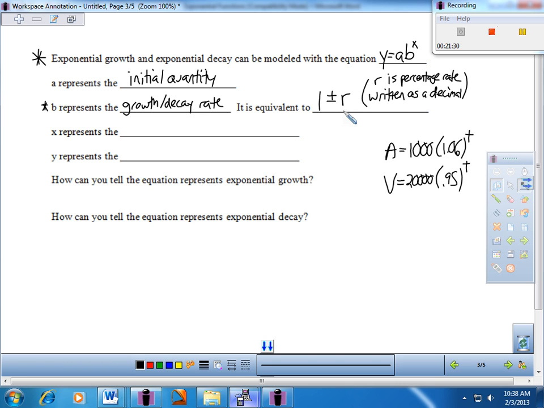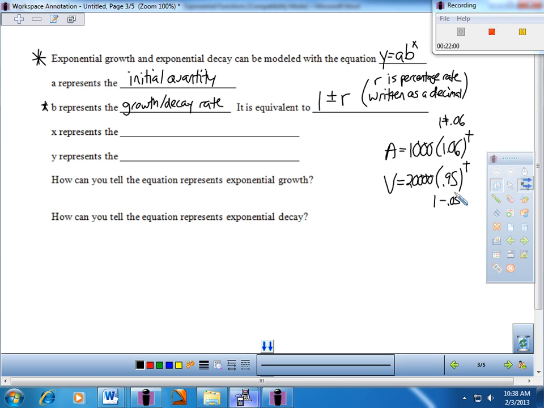And that's what we did here. I'll just write it in. Again, just kind of thinking out loud. Remember how we got that? 1 plus 0.06. There's your b. Remember how we got this one? 1 minus 0.05. There's your b. Cool. All right. Very good.